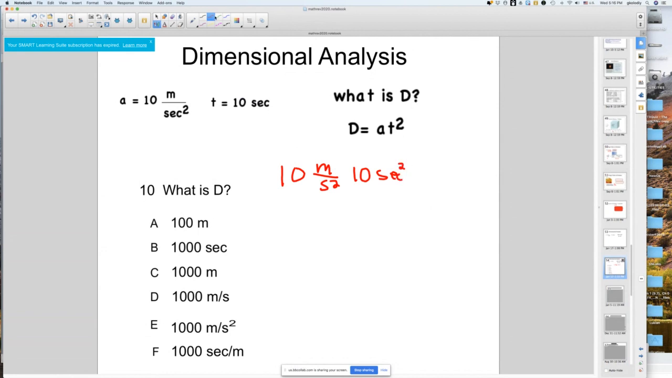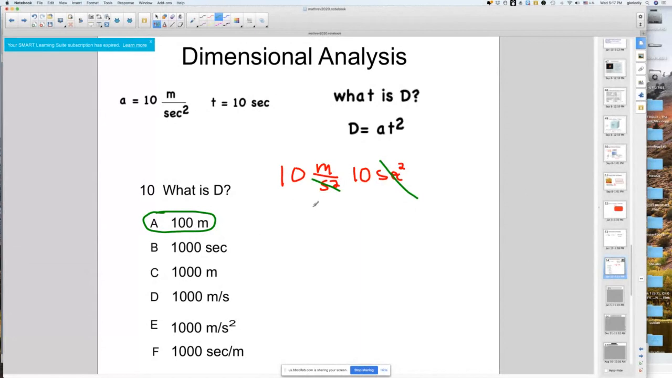So the seconds cancel off. This is squared, d equals a t squared. So what you get is 10 times 10 is 100, but 100 meters. 100 meters is this answer here.